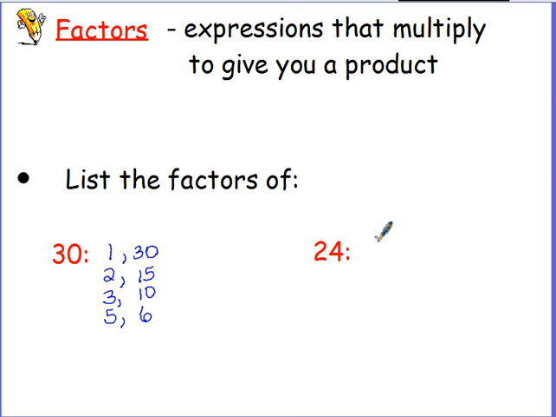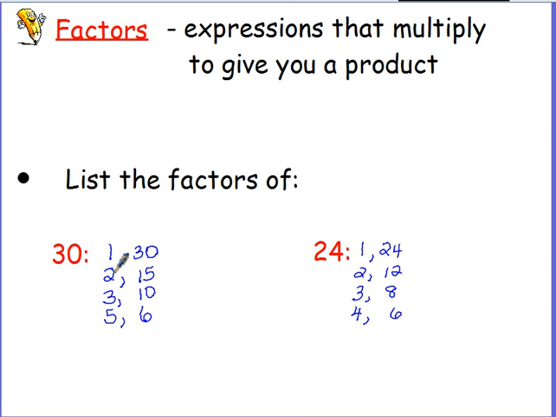So now we can list all of the factors for the number 24 the same way. I have 1 and 24 itself, 2 and 12, 3 times 8, 4 times 6, 5 is not a factor of 24, 6 is, it's already listed, this is my complete list.